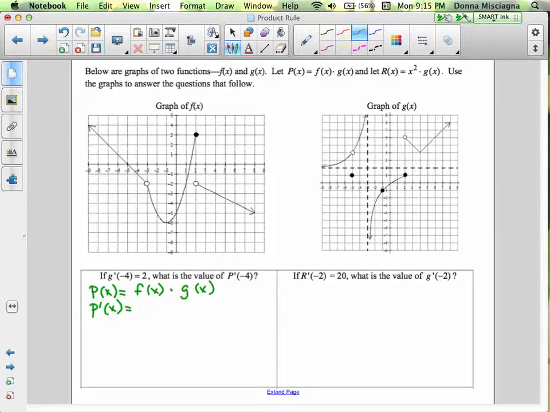We've got a product rule. It's going to be the first, f of x, times the derivative of the second, g prime of x, plus the second, g of x, times the derivative of the first, f prime of x. All right? So let's get this all squared up, and then we can find p prime of -4. We got some information on g prime there.